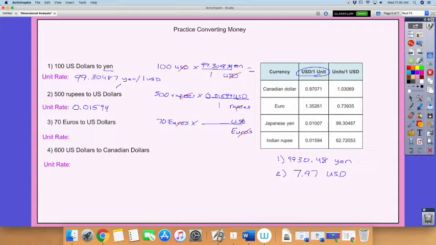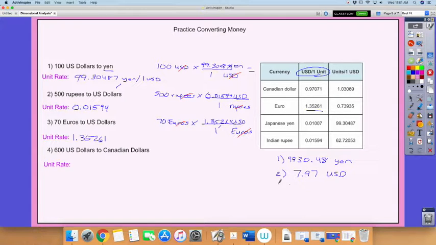So since USD is on top, that means we're going to stick in the same column we just used on the last problem. And we'll go to euro, and we can see that the unit rate is $1.35261 for every euro that we have. So that means the dollar is actually worth a little bit more than a euro. So that's good in our favor. So now when we multiply, we're going to go ahead and multiply 70 times 1.35261.